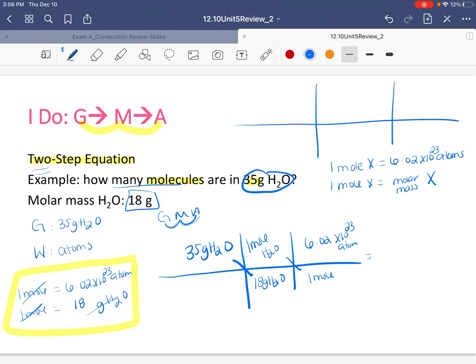I just plug it into the calculator. I would multiply across and divide. 18 times 1 is 18, so I would have that on the bottom. And then I would have 35 times 6.02 times 10 to the 23rd power, which gives me around 2.12 times 10 to the 25th, divided by 18. And I should get something around 1.17 times 10 to the 24 atoms of water.